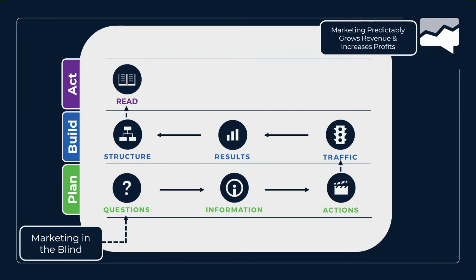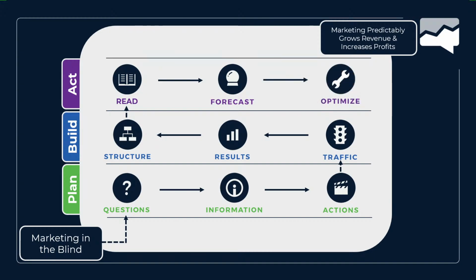Now, once you've got that in place, you then start reading the reports to get your benchmarks. You then use those benchmarks to forecast your near future results. And ultimately, you measure against your results with actual traffic. That's what will tell you what's working, what's not. And now you know where you should optimize. It's pretty simple. That is the Measurement Marketing Framework in a nutshell.